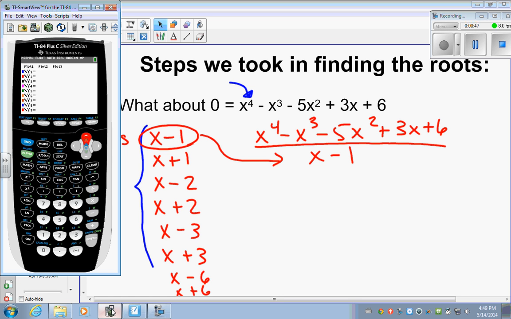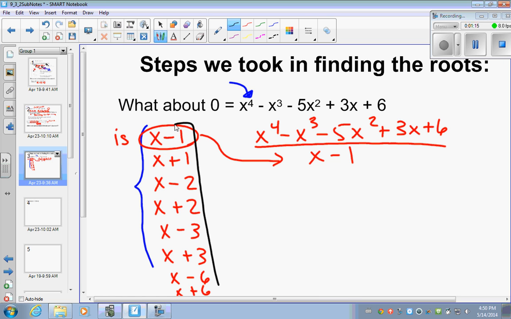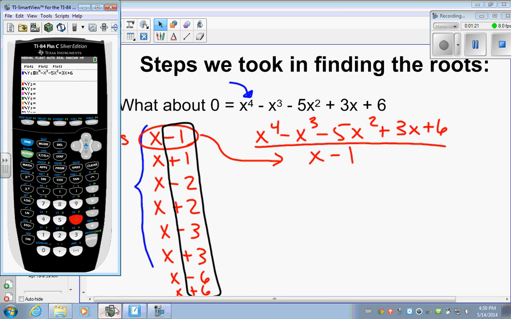So I'm going to type in y equals x to the fourth minus x cubed minus 5x squared plus 3x plus 6. And I just have mine on a standard window because all I need are positive and negative 1, 2, 3, and 6. So standard is probably even overkill, but that's -10 to +10. So that's how I graphed it.